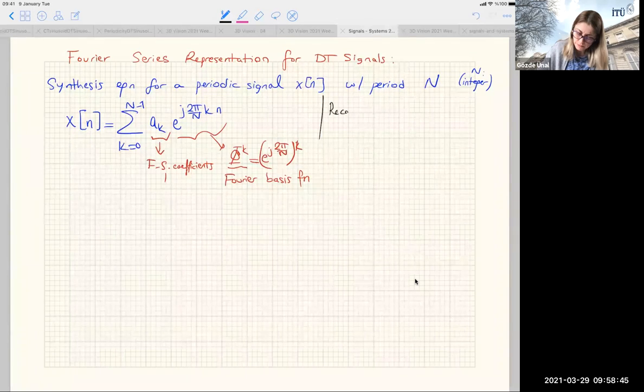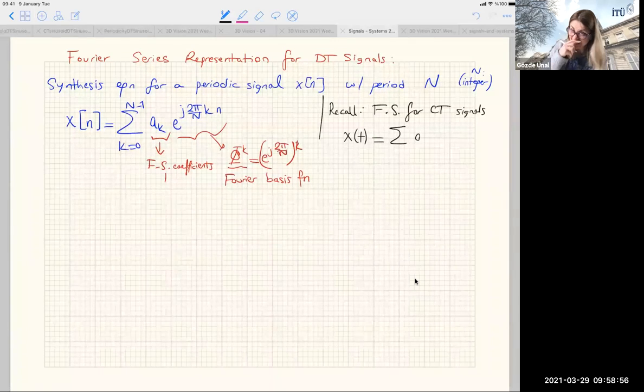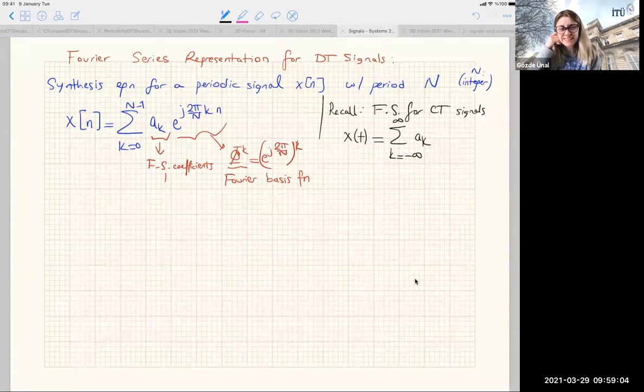Recall Fourier series for continuous time signals. The analysis was, recall, x of t equals the sum of a_k. Here, k was, for continuous time signals, infinitely many, okay? But we will see that these a_k in the discrete time are periodic. That's why we just need to look at it in one period. N of them, capital N of them.